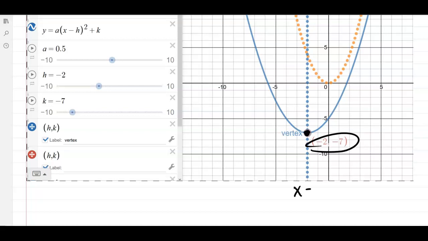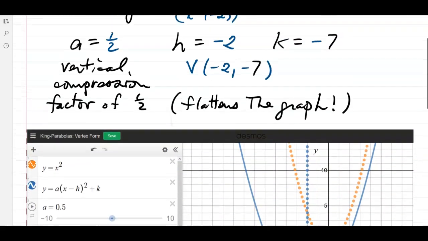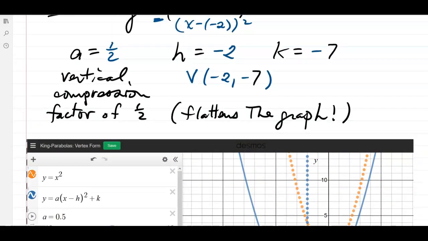The axis of symmetry is x equals -2, which is the x value at the vertex. That's true for all parabolas. And we now know what A does. We also learned in Desmos that the A value bigger than 1 is a vertical stretch factor.